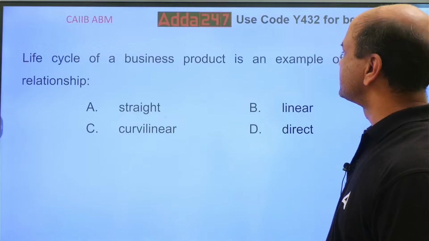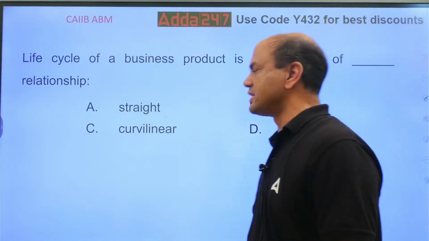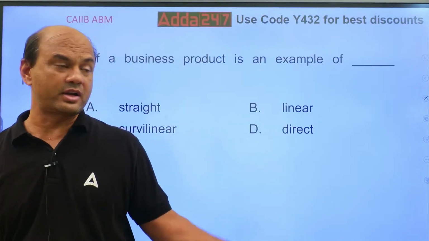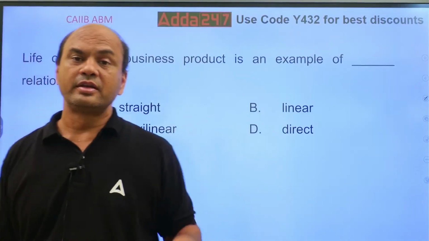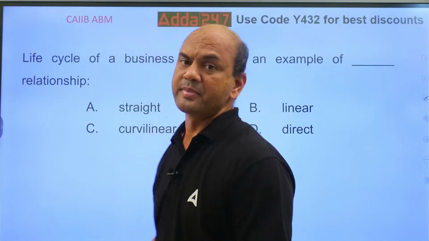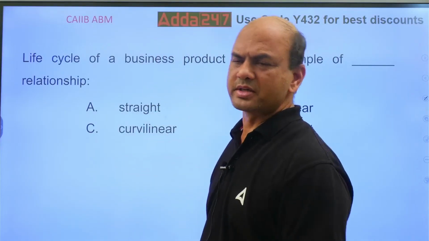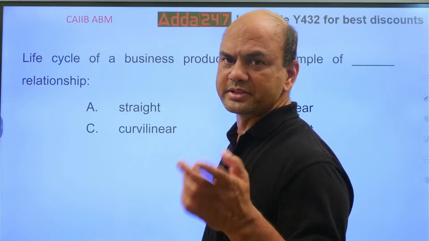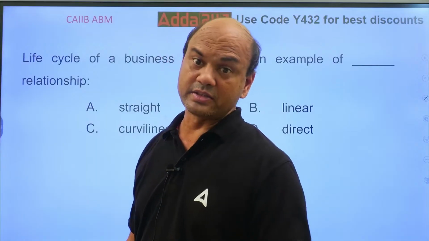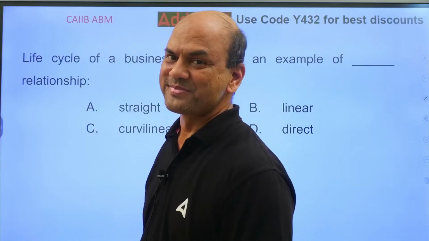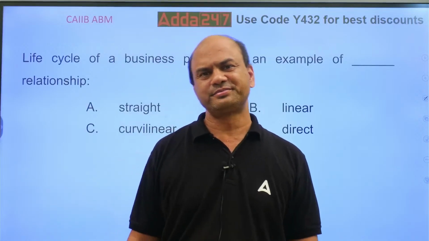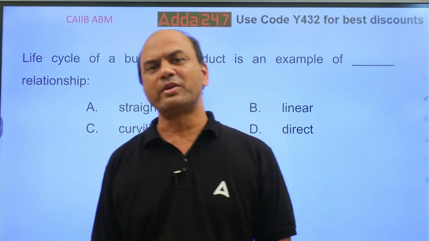Life cycle of business product is an example of dash relationship. This is something different. This is not related to your business cycles or trends. What is the life cycle of a business product? Let me get the answer from you. You have done this in your JAIIB. Even in CAIIB, you might have done it in some other topic. What is the life cycle?